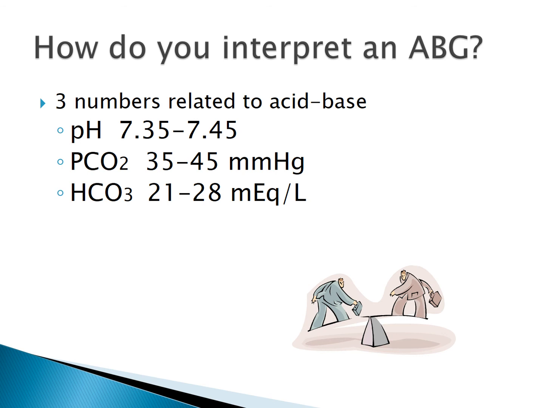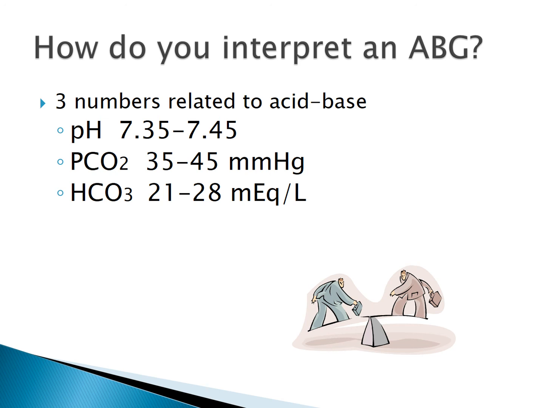So how do you interpret an ABG, your arterial blood gases? There are 3 numbers that are related to your acid base. So your normals, again, you do have to memorize these. So get these imprinted in your brain. The pH is 7.35 to 7.45. Your PaCO2 is 35 to 45 millimeters of mercury. And then your bicarb is 21 to 28 milliequivalents per liter. So just make sure you memorize these 3, because you're going to have to know these to figure out what exactly is going on with your client's ABG.